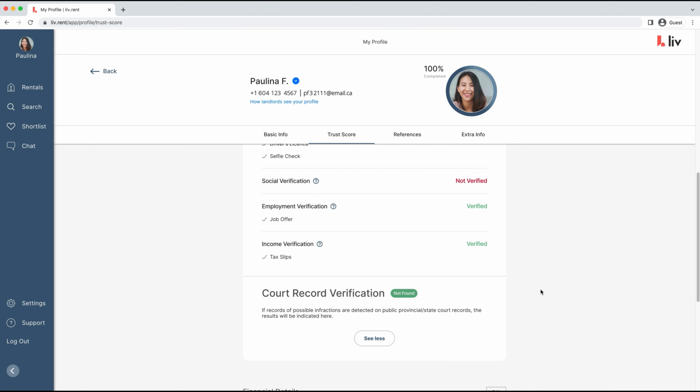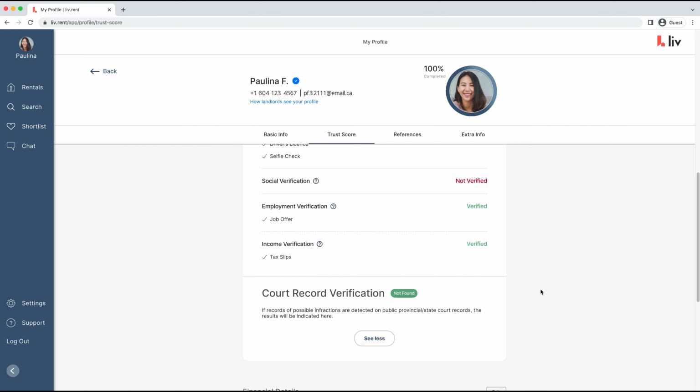The Trust Score is an important part of our commitment to building a trusted community of landlords and renters, but it's also your best opportunity to highlight your rental history and catch landlords' attention when applying for listings on liv.rent. Is your Trust Score not quite where you'd like it to be, or don't have a credit history in Canada yet? Try these 3 quick tips.